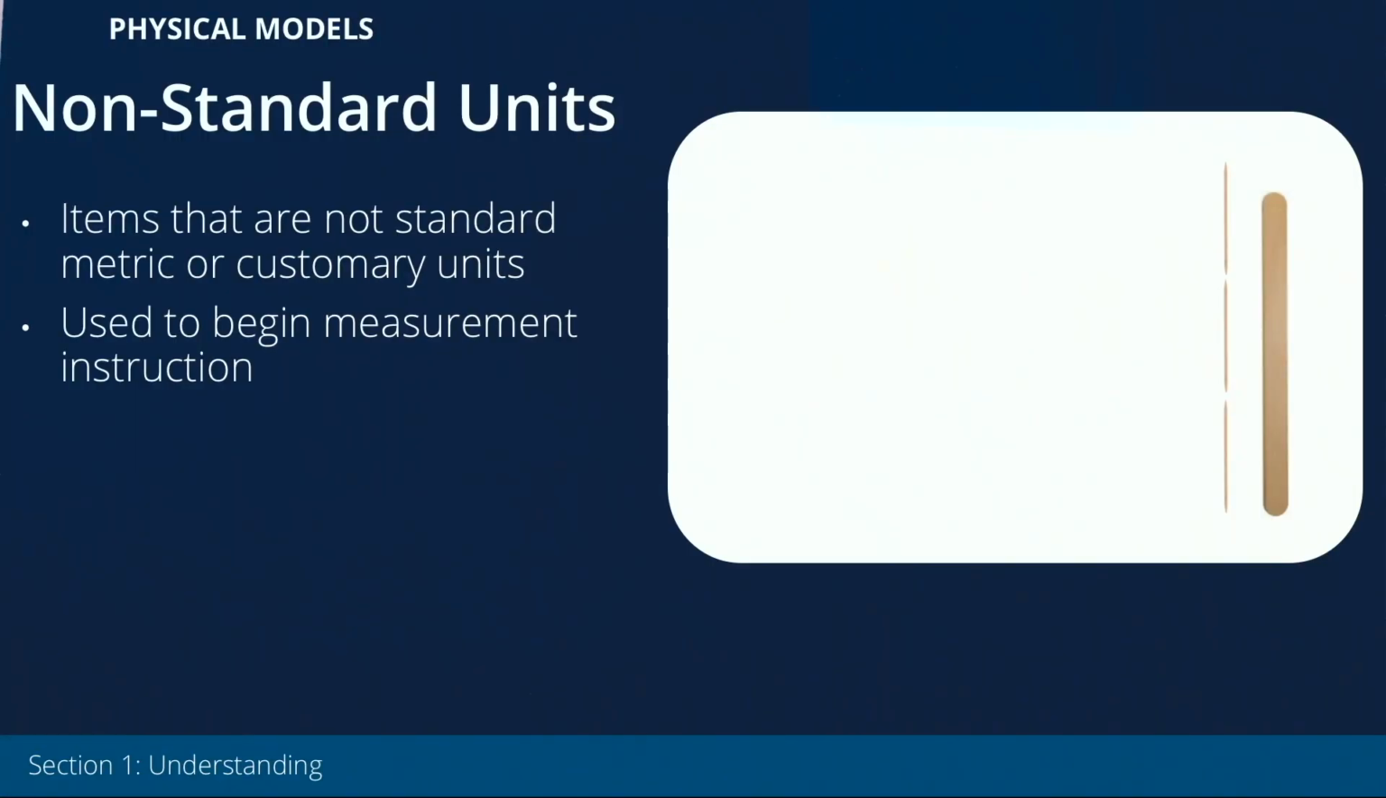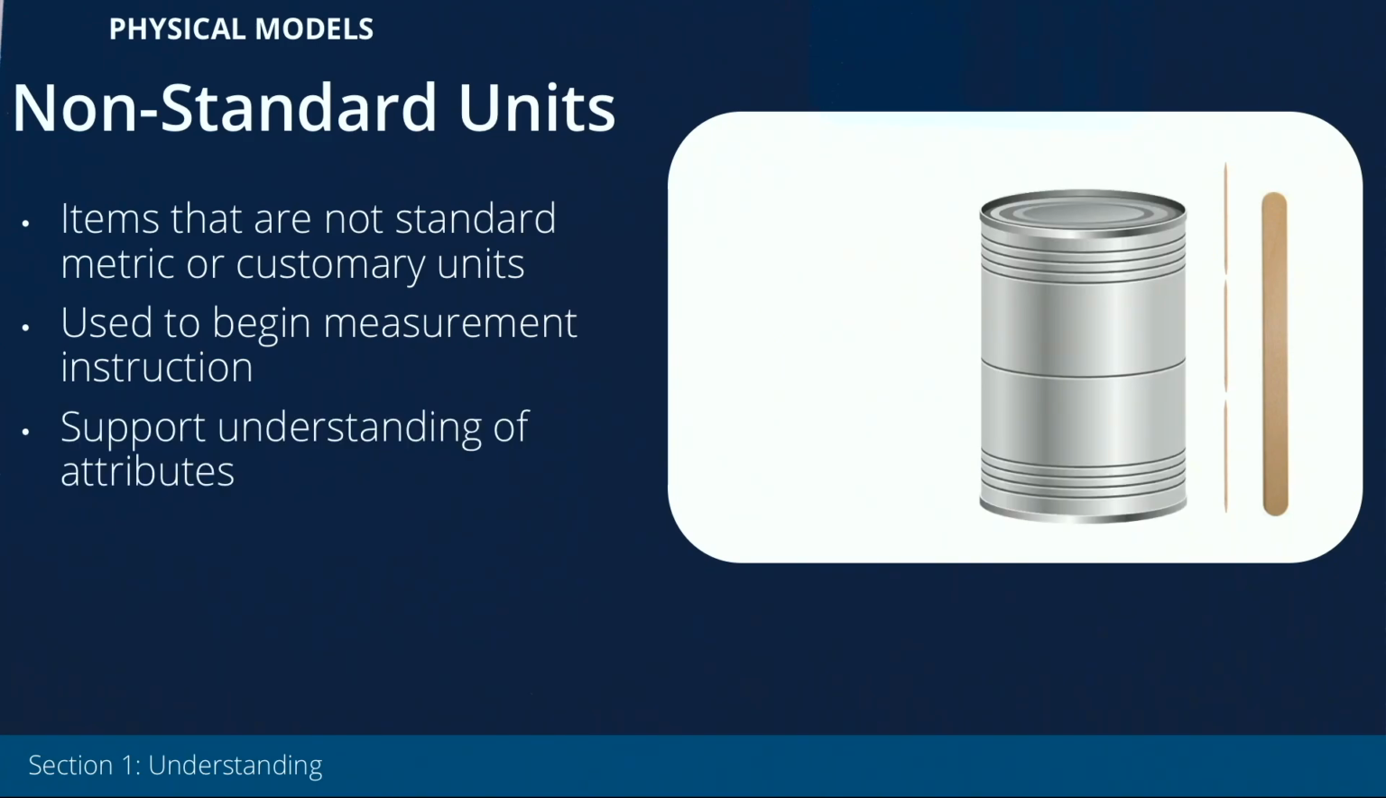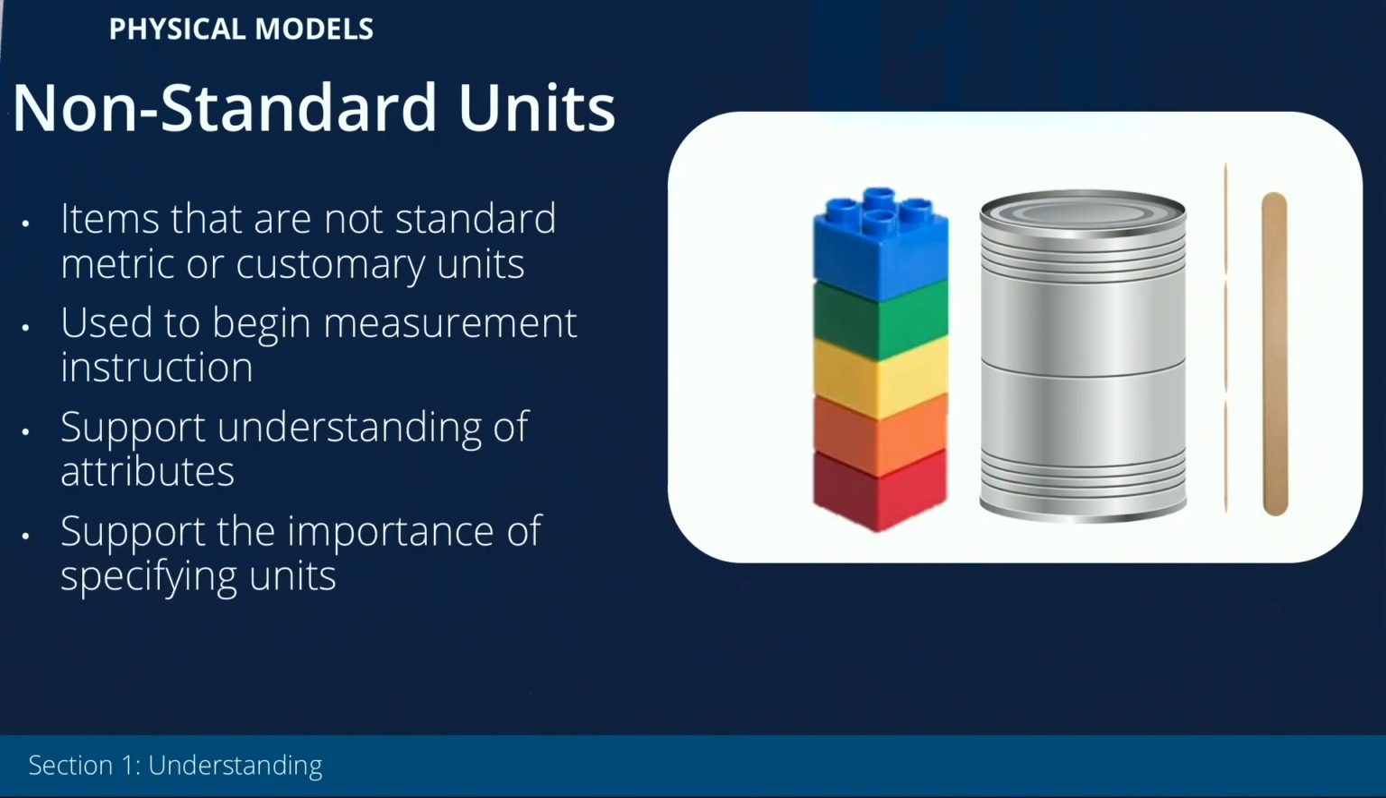Now, non-standard units are items that are really not standard for measuring metric units or US customary units. And often we use non-standard units when we begin measurement instruction. So some things that you might consider for non-standard units of measurement are popsicle sticks or toothpicks. You could see how many cans something is, or maybe you could use these Legos to figure out how many Legos in height or how many Legos in width.